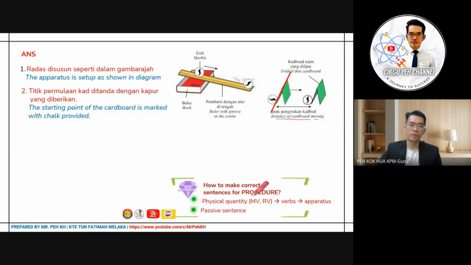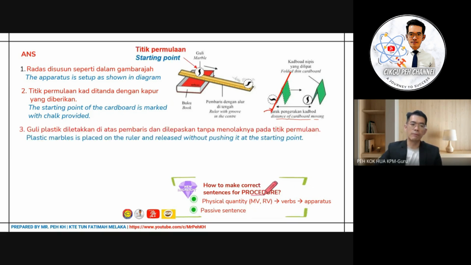So here the starting point of the cardboard is marked with chalk. You have to label your starting point with the chalk. This is the starting point for the cardboard. Then the marbles: I start with the plastic marbles, which will be the lightest one compared to the glass marbles and the steel marbles.